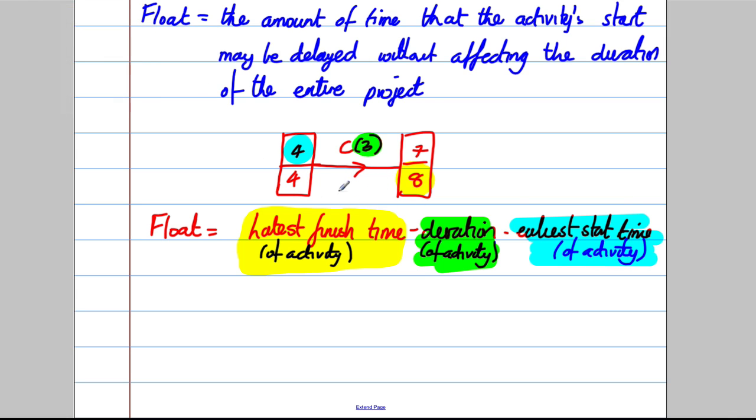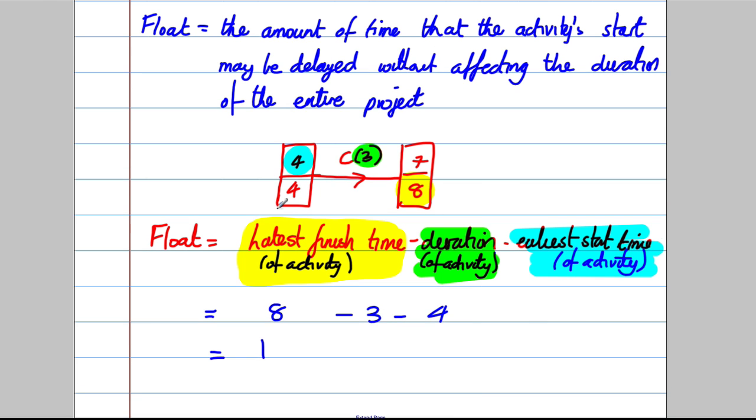And what is this telling you? In the case of C, well, it's telling you you could have got here in 4, okay? Your activity was 3 long, so that would take you to 7, but you have to leave here by 8. So you've got a float of 1. You've got 1 spare hour. You could leave here at 5 and not delay the project. So in this case, it would have been 8, subtract 3, subtract 4, which is equal to 1. So the float of this activity would be 1. So that's telling you you've got 1 hour to spare. If you get there at 4, you can leave at 5 and not delay the project. So that's what the float is.